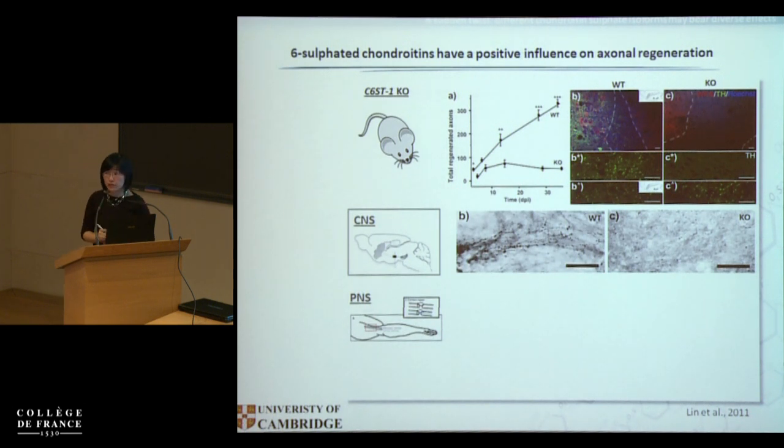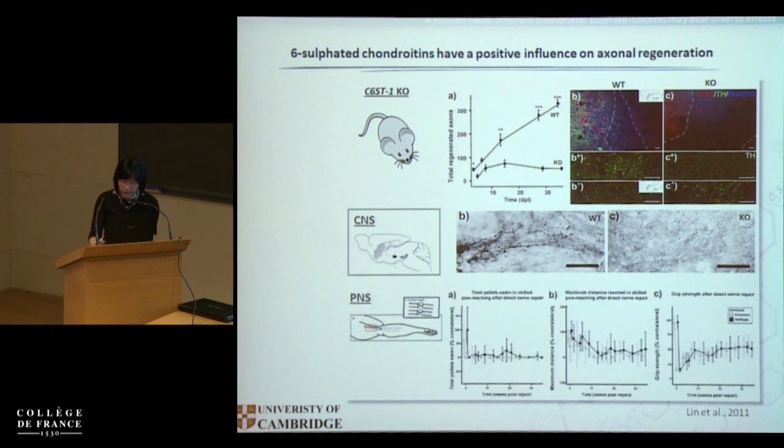If chondroitin 6-sulfate is really that inhibitory, what we would expect is that when you knock it out, we should have much better regeneration. But instead, what we are seeing is that these animals have a lot less fiber regenerated after the lesion. This is the story in the central nervous system, but how about the peripheral nervous system?